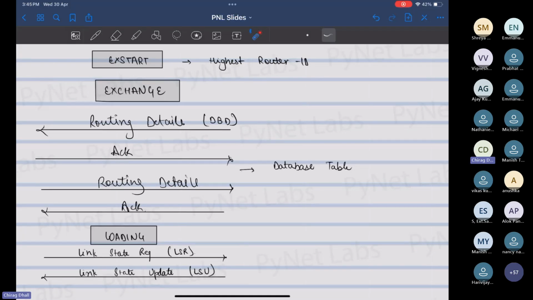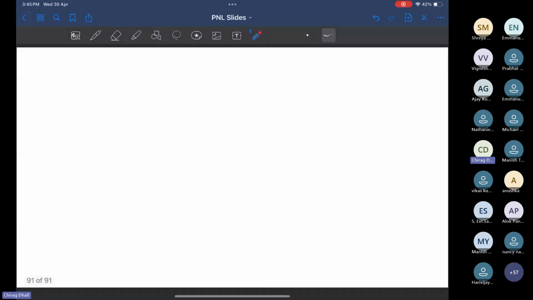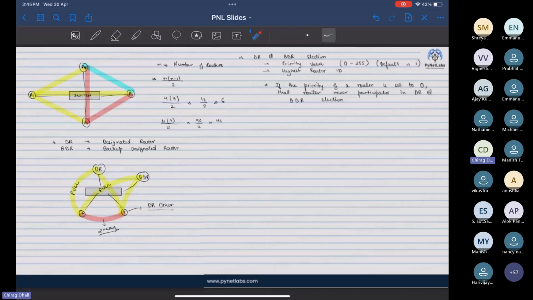For priority, lower is preferred? No, the highest priority will be preferred. Whichever router has the highest priority will be selected as DR or BDR. If two routers have the same priority, we will check the highest router ID, correct? Yes.